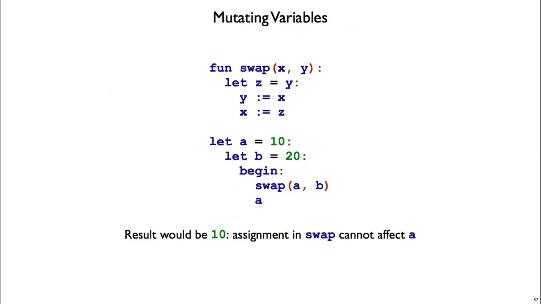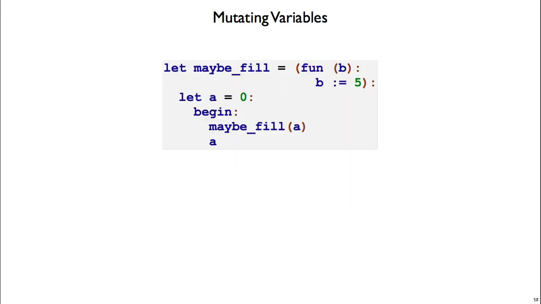Some languages have decided that they really don't want this behavior. They really want 20 to be the result. And so that's what we'll explore next. We've been implementing something called call by value for function calls, and we'll see an alternative known as call by reference. Here's one more example.